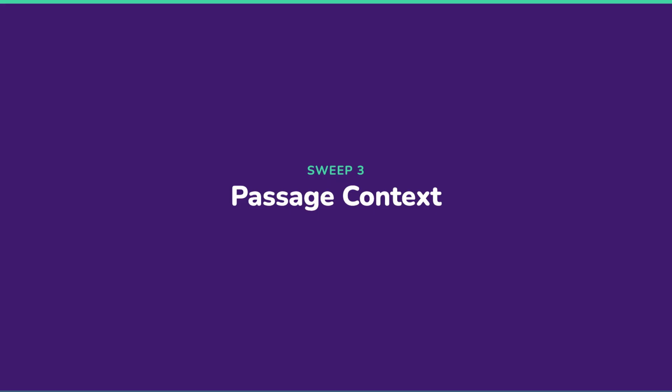This is where the time you saved in the first two sweeps really pays off. The passage is starting to take shape, which means we can finally read it for meaning. And meaning is exactly what the remaining blanks depend on.